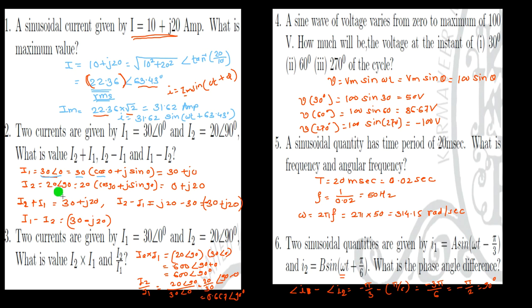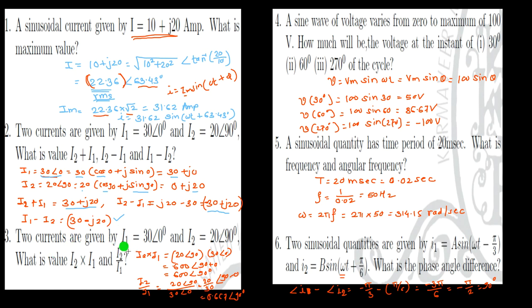Similarly, I2 is 20 at an angle of 90, so it is 20 cos of 90 plus j sine of 90, which is 0 plus j20. I2 plus I1 is 30 plus j0 plus 0 plus j20, which gives you 30 plus j20. I2 minus I1 is j20 minus 30, which gives you minus 30 plus j20. I1 minus I2 is 30 minus j20 ampere.